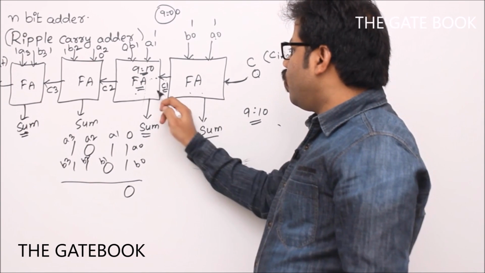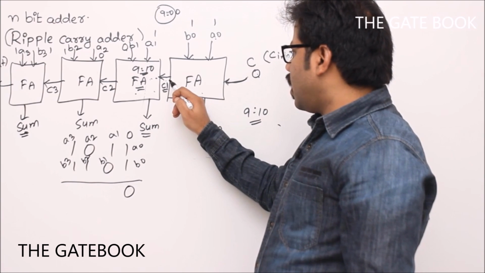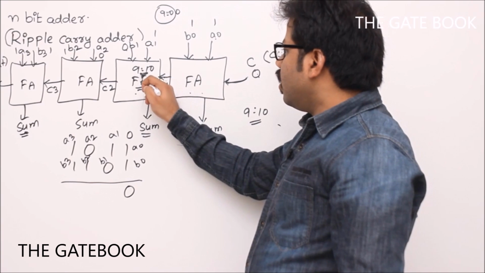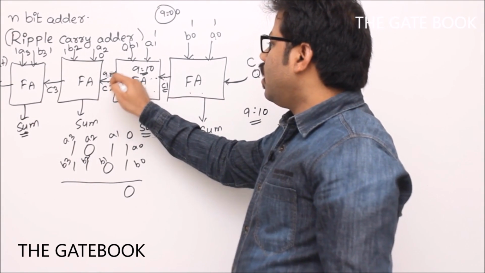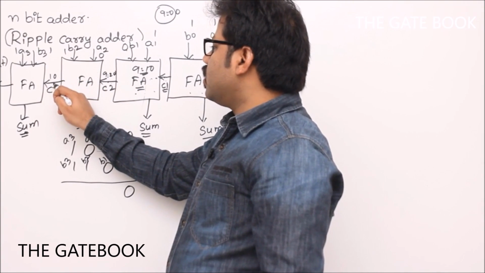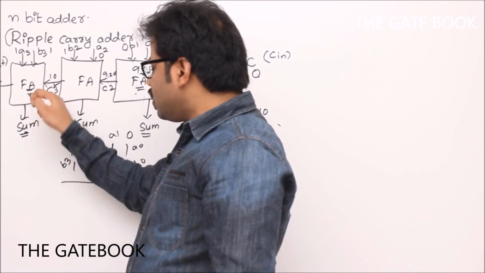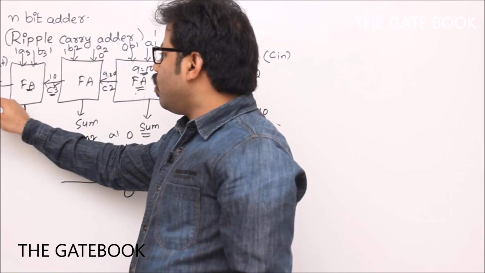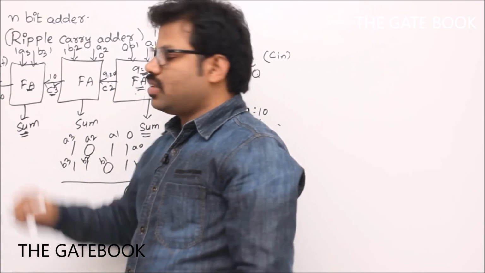So assume that every full adder takes 10 minutes. At 9 o'clock it starts. At 9:10 this will be valid. Then after 10 minutes, at 9:20, this will be valid. Then at 9:30, this will be valid. After getting C3, the full adder really starts working properly. Then C4 will be correct only after 10 more minutes, at 9:40.